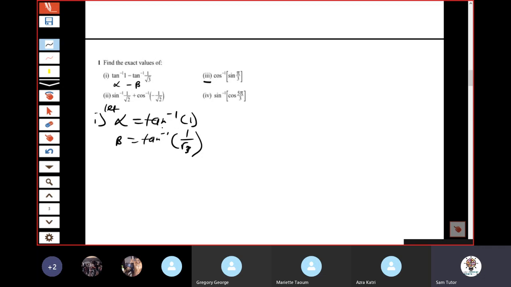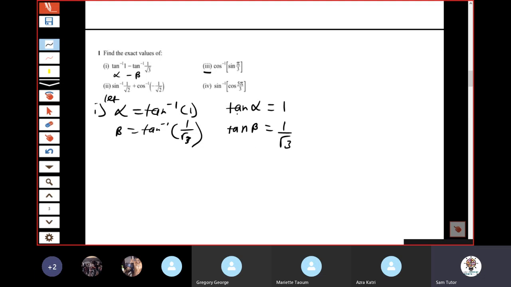When I've got alpha equals inverse tan of 1, I can tan both sides, so I can write tan alpha equals 1. And I can also write tan beta is equal to 1 on root 3. Are we with me up to that stage? So tan beta equals 1 on root 3, tan alpha is equal to 1. Now you've got to think about this in terms of your trig identities and trig values.